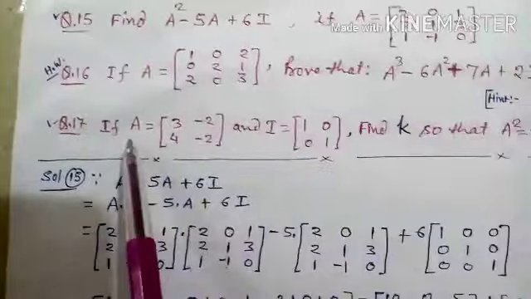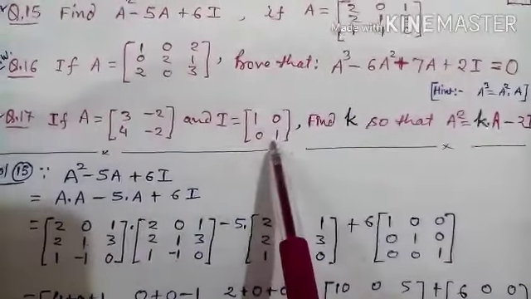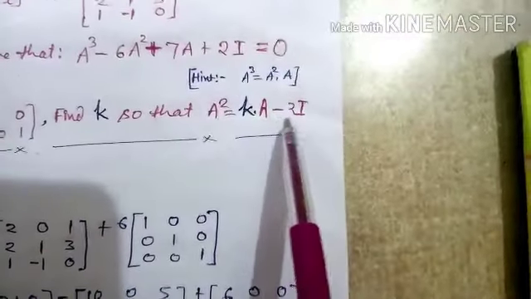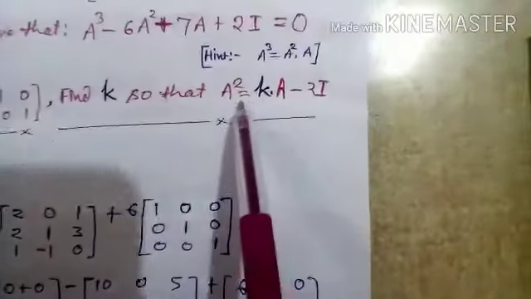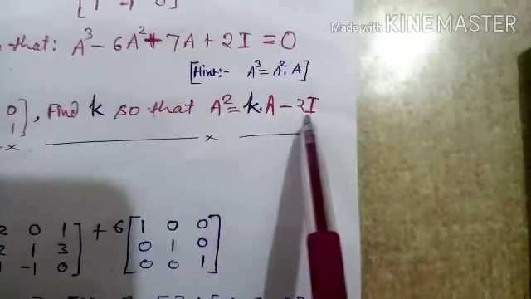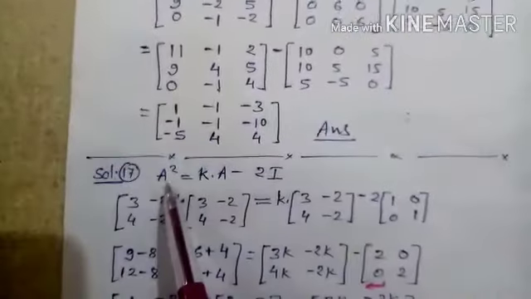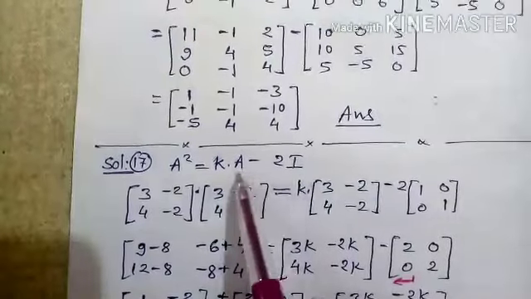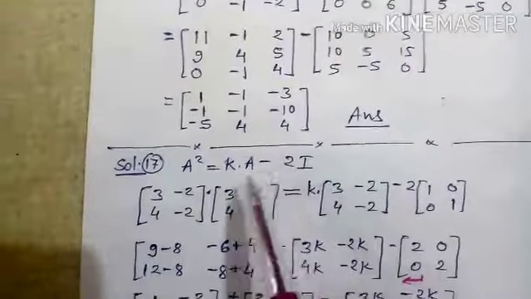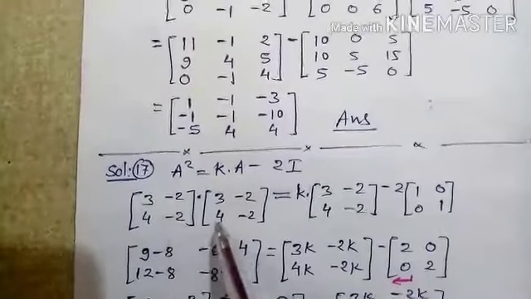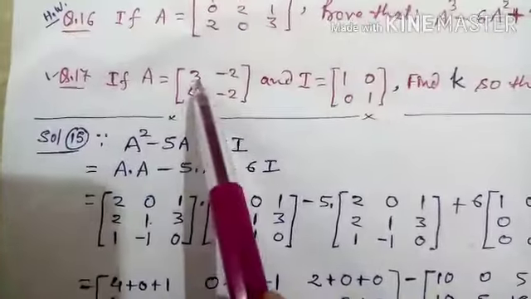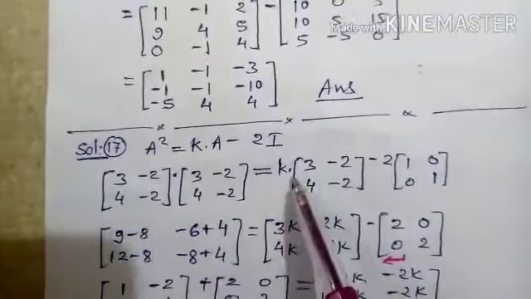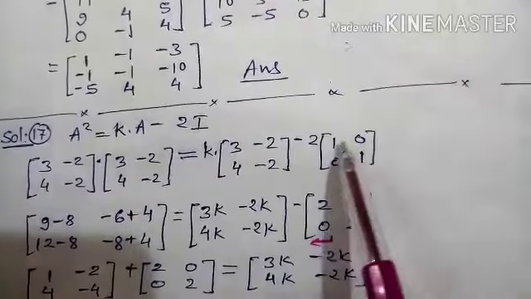So our question number 17 is, if matrix A is equal to this and I is equal to that, then find the value of K so that A square is equal to K into A minus 2I. So our condition is A square equal to K into A minus 2I, where K is any constant and A is a matrix. A square means A into A. Our matrix A is 3, 4, minus 2, minus 2. Write it 2 times, equal to K into, once again this is A, minus 2I, which is 1, 0, 0, 1.